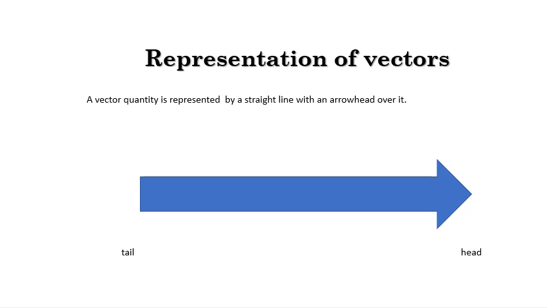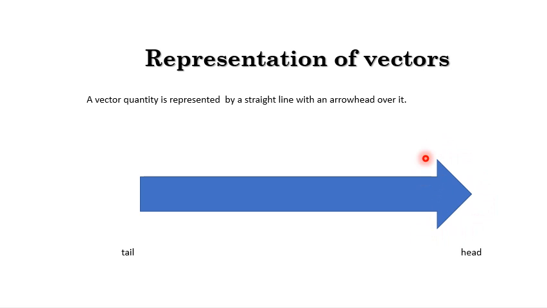Now we will learn how to draw a vector or how to represent a vector. Representation of vectors. A vector quantity is represented by a straight line with an arrowhead over it. So if you have a vector quantity, we generally denote it with an arrow. Now the length of the arrow determines the magnitude. The more the magnitude value, the longer will be the arrow. The shorter the magnitude, the shorter will be the arrow.